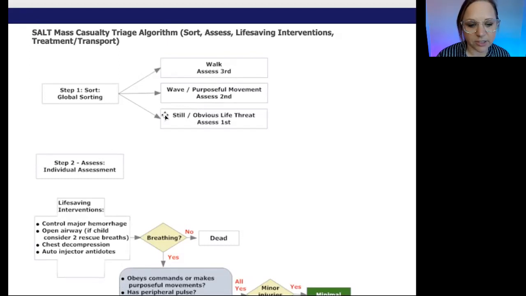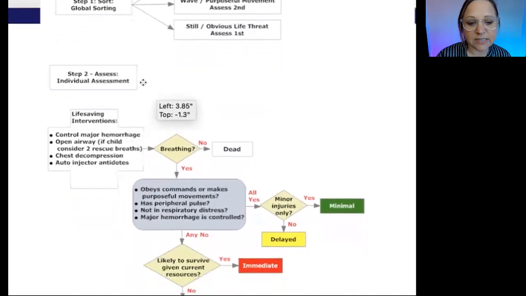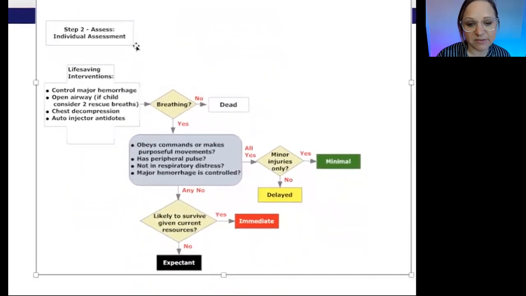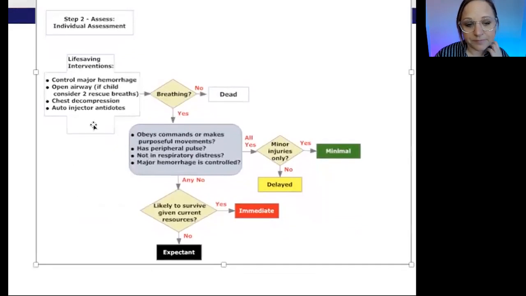That's the first question. The second step is the individual assessment. Once we've decided which ones we're going to look at first, we do a couple of things as life-saving interventions. We're going to control any major bleeding. We're going to open the airway. And if it's a kid, we're going to consider giving some rescue breaths. We might need to do a needle chest decompression if they have a pneumothorax. And if we have auto-injector antidotes available, we may give those.